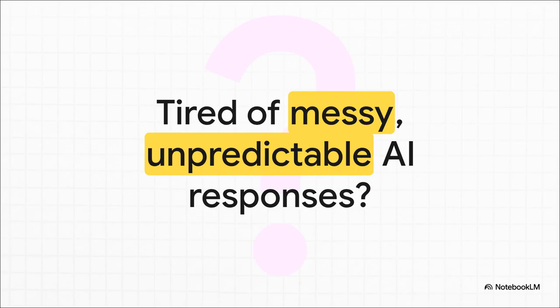I bet it does. We've all been there, right? You ask the AI for something and you get back this wall of text that's formatted all weird, or it includes a bunch of stuff you didn't ask for. It's just a mess. It's frustrating. But what if I told you there's a way to command the AI to give you exactly what you need in the exact format you need it every time? Well, that's what we're here to do.